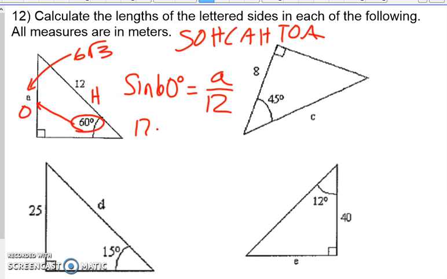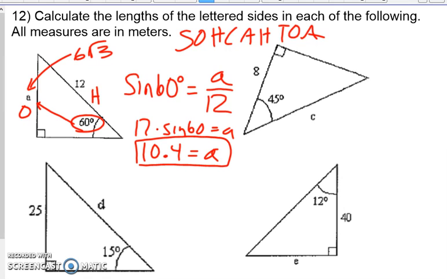Solve that. You get 12 times sine of 60 equals A, and you get A is 10.4. You type that in your calculator. I know what you're saying. Those answers look different. If you type 6 root 3 in your calculator, you'll get right around 10.4. Those are just two different ways to do it. Let's do that same thing for this one.